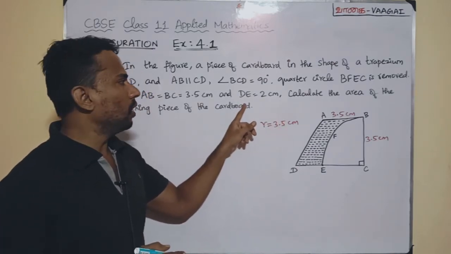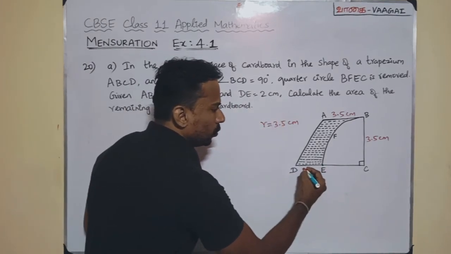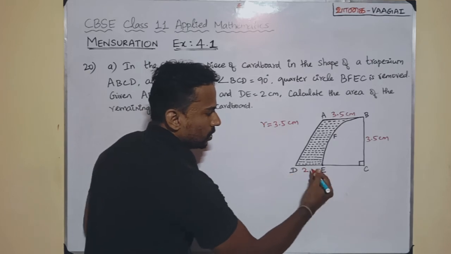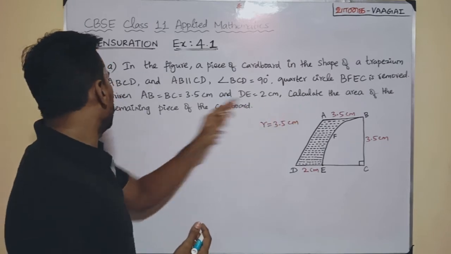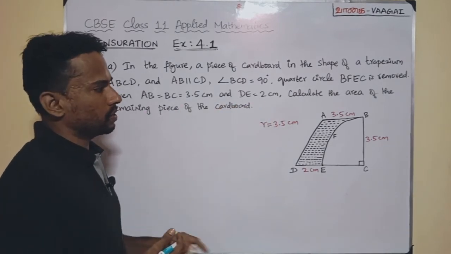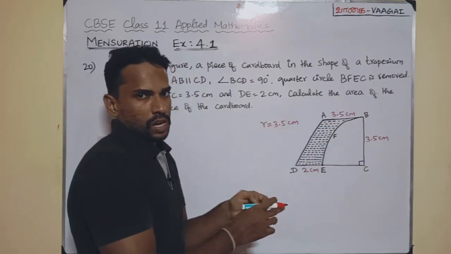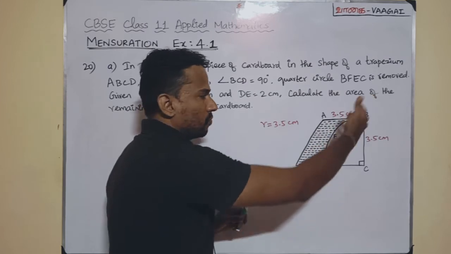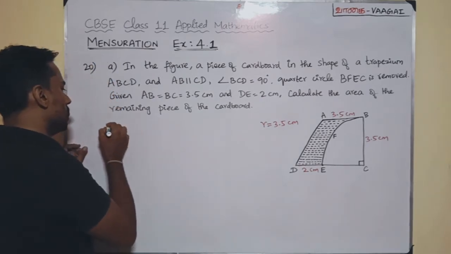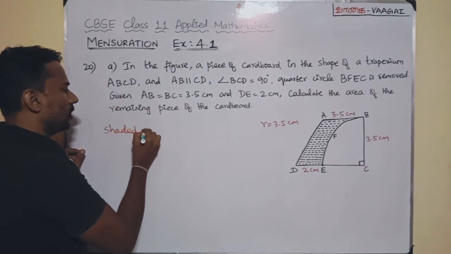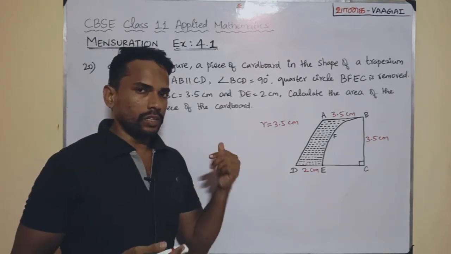And also it is given DE is equal to 2 centimeter. Now this portion DE is going to be 2 centimeter. Then finally what we need to find? Calculate the area of the remaining piece of the cardboard. That means the shaded region is what we need to find, because from that full cardboard ABCD, if you cut this quarter circle portion, what will be the remaining portion? The shaded region is the remaining portion. So we can clearly tell that the remaining region is nothing but the shaded area. This is what we need to find now.